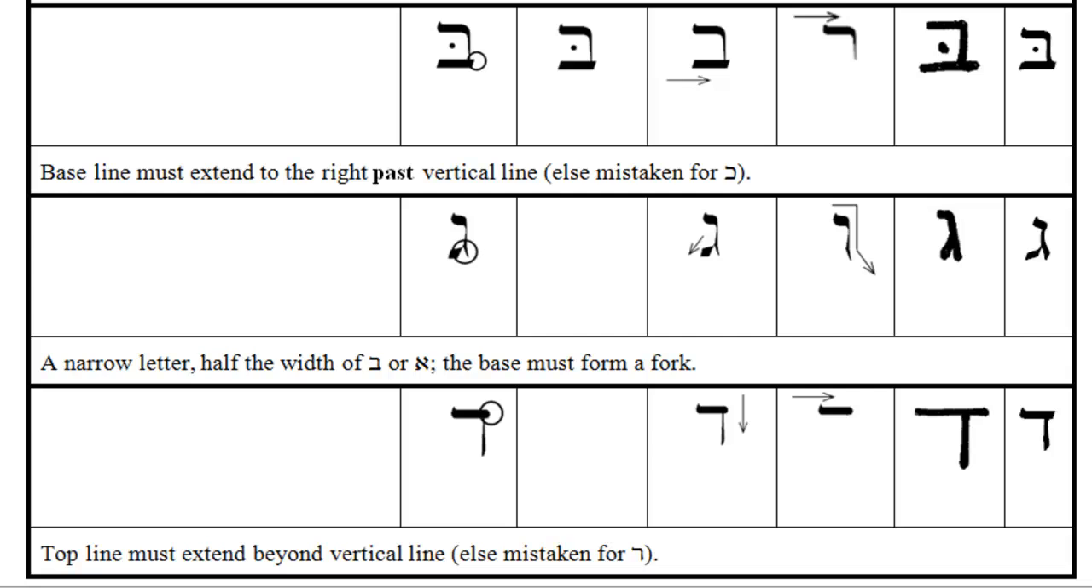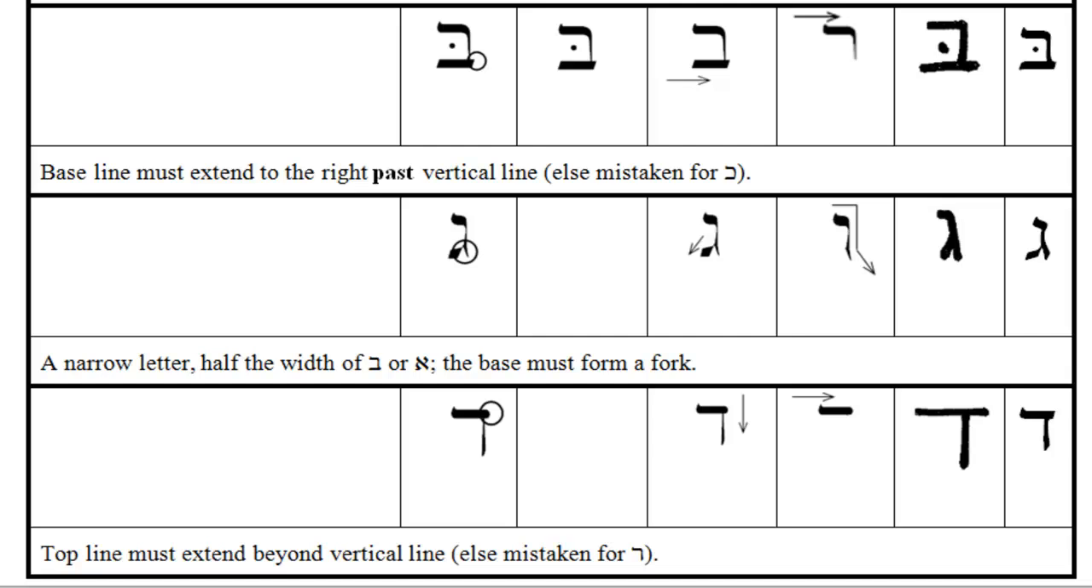letter Veit. The far left column presents a circled feature which is very critical to notice. The baseline, as you'll see in the note beneath these letters, must extend to the right past the vertical line. If you do not, if instead you have a clean junction in that lower right corner with no extension of the baseline to the right, this letter will be confused for a different letter, the letter Kaf. Practice writing the letter Beit a few times.